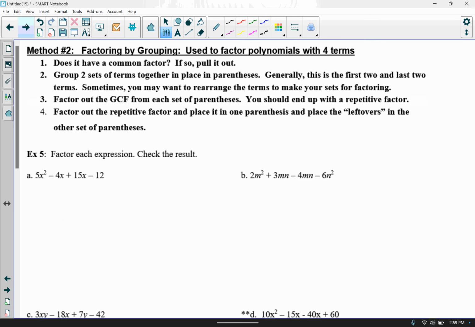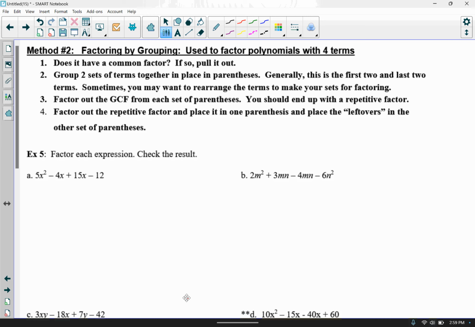On the last page, we're looking at another method for factoring, and it's called factoring by grouping, and it's used to factor polynomials with 4 terms, okay? The first thing that you always ask yourself is, does it have a common factor? If it does, pull it out, all right? After that, you're going to group the first 2 terms together and the last 2 terms together so that everything has something in common. And then you're going to factor out what each of those parentheses have in common. You should end up with a repetitive factor, and then we're going to go from there, okay?